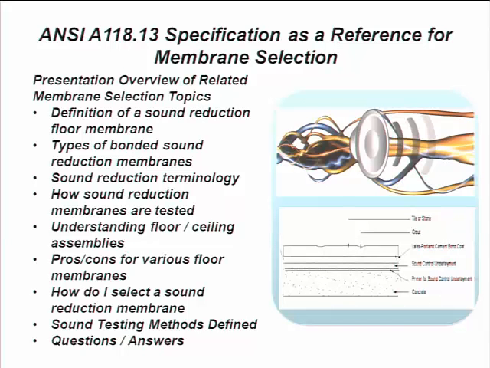We'll look briefly at floor assemblies as well as ceiling assemblies to give you an idea of how you're specifying and how it affects the particular project or the job that you're involved in. We'll talk about the pros and cons of the various membranes and then look at how to select the sound membrane based upon the parameters that you are looking for in your particular situation. We will talk about the sound testing methods. At the end, we will have a question and answer section, so we'll leave some time at the end to answer questions and proceed in that fashion.